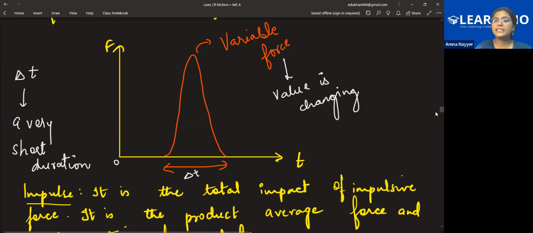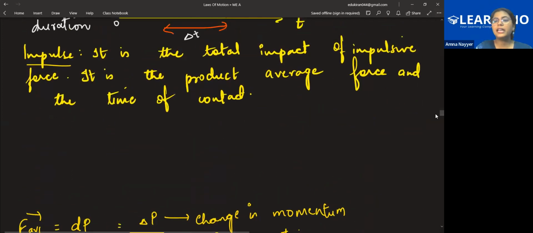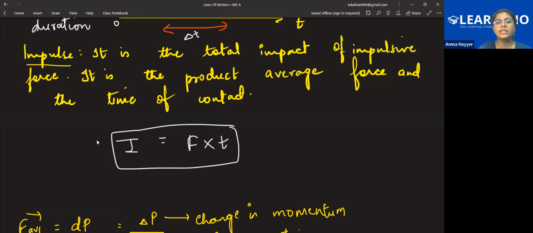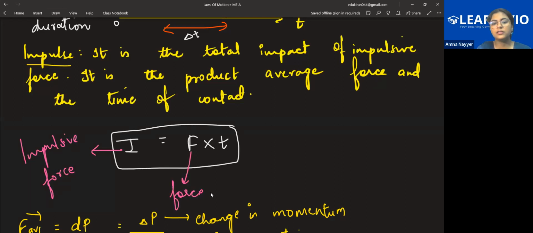So what exactly is the definition of impulse that you have to remember? It is the total impact of impulsive force. It is the product of average force and time of contact, means impulse is equal to force multiplied by time. Here, what is the meaning of these symbols? I stands for impulse. Impulse means this impulsive force, so it's actually a force only. F means force. T means time. But what time? Time of contact.